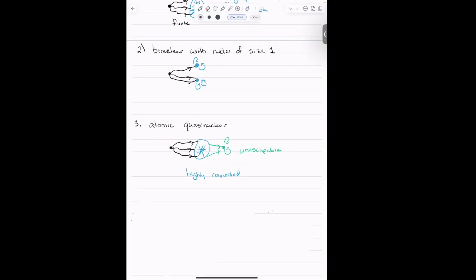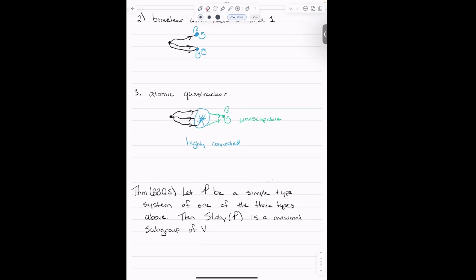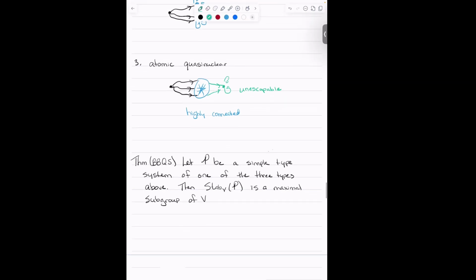And again, it's not a complicated thing. It's just trying to understand what quotients of these graphs are going to look like, right? But what we're able to show is that whenever you have a simple type system of one of these 3 types above, then the stabilizer is in fact a maximal subgroup of V. So this proof ends up being sort of a case-by-case analysis of these 3 cases. But there's a little bit of subtlety worth mentioning: the classification we have of simple type systems is in the finite case. So this theorem is in the finite case.